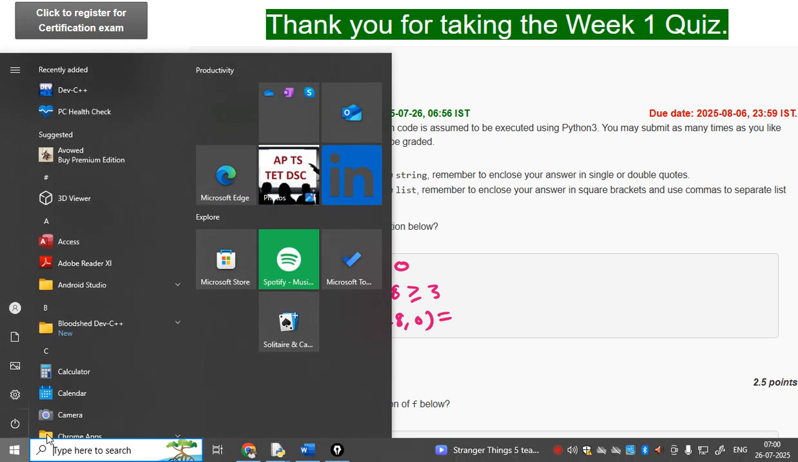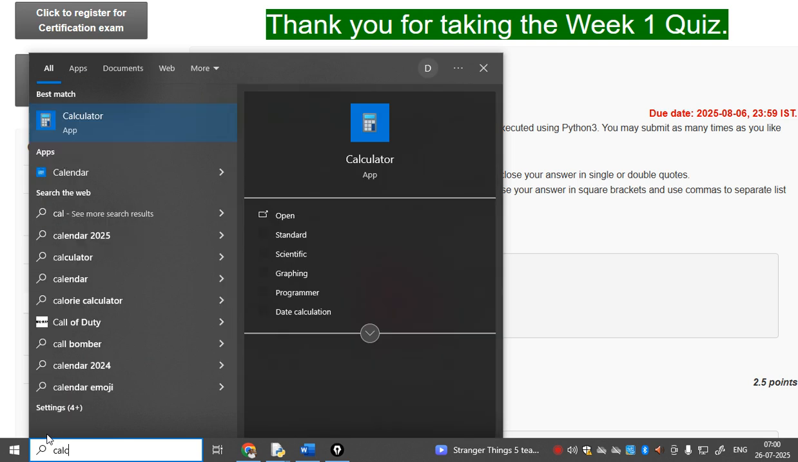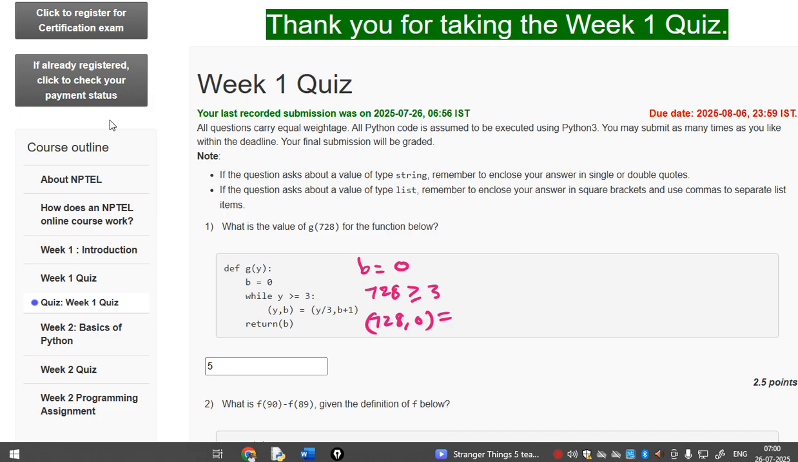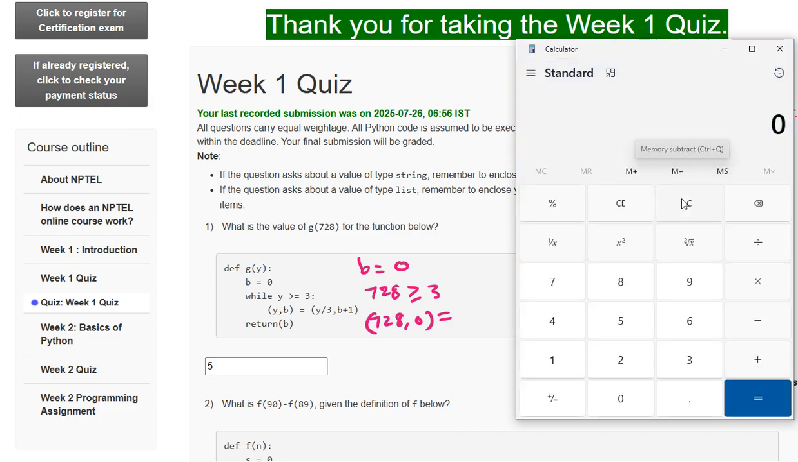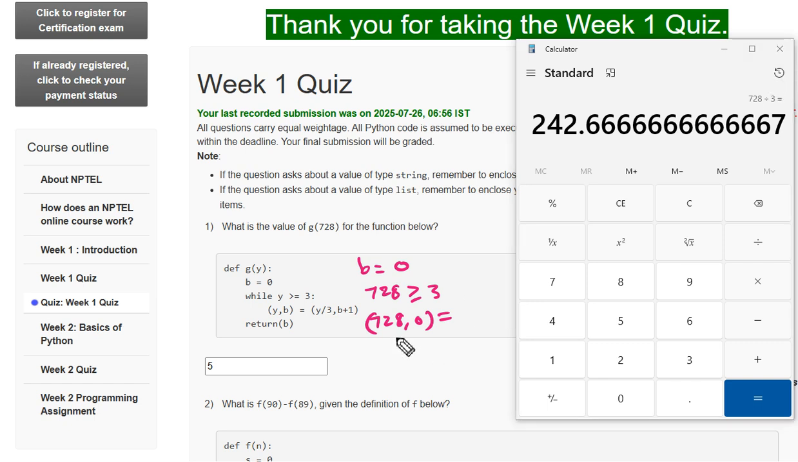So let us take the calculator. Now let us calculate 728 by 3. 728 divided by 3, we need to calculate the floating point value. So it came as 242.666 and so on, comma b value will become b plus 1, that is 1. So it is the first iteration.